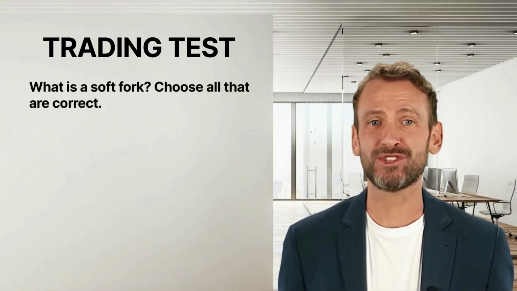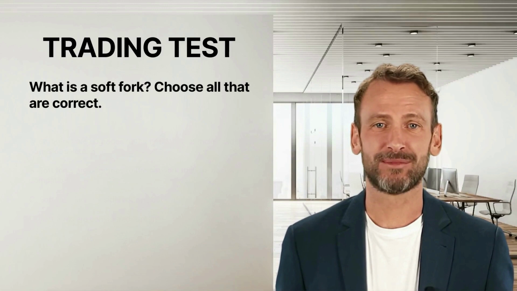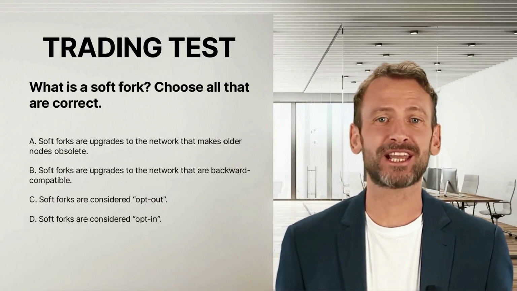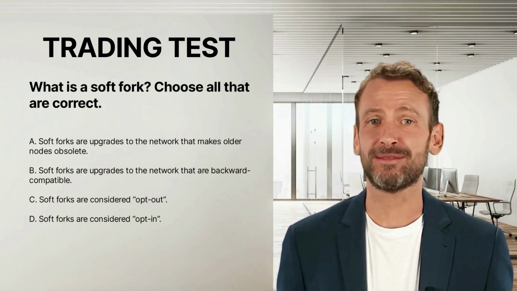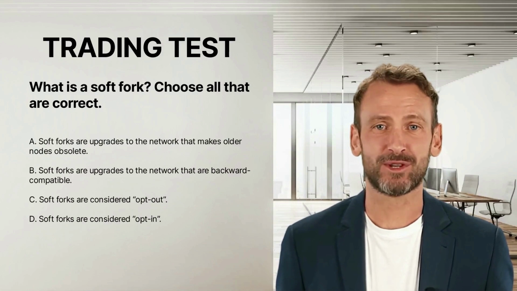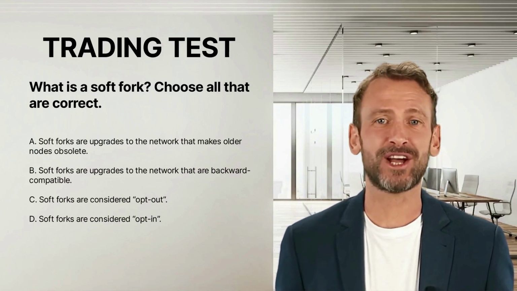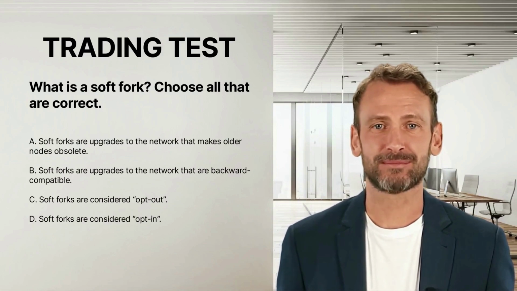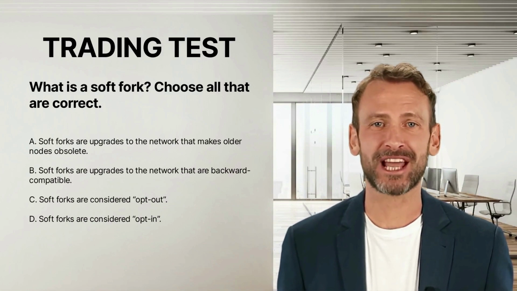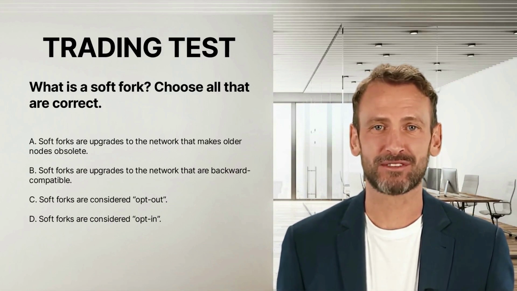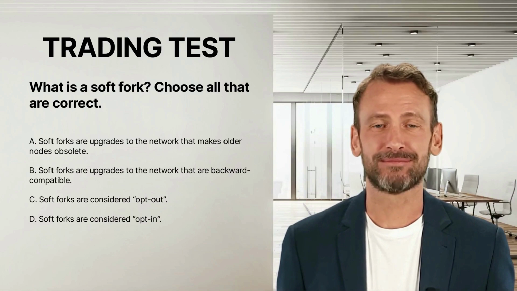Now, let's look at what you have learned in this class. Answer this question in the comments, and if it's correct, we'll let you know the lie. What is a soft fork? Choose all that are correct. A. Soft forks are upgrades to the network that makes older nodes obsolete. B. Soft forks are upgrades to the network that are backward compatible. C. Soft forks are considered opt-out. D. Soft forks are considered opt-in.